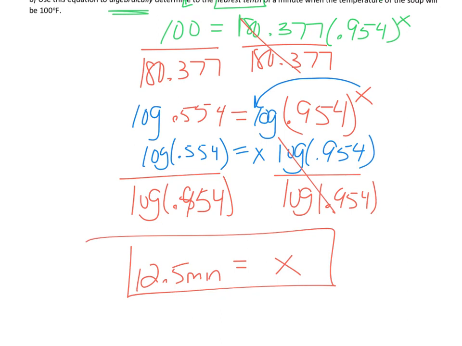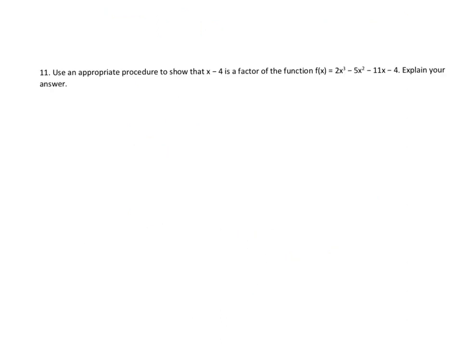They ask here, use an appropriate procedure to show that x minus 4 is a factor of this function. Explain your answer. You could do synthetic division here. There's nothing wrong with that. You're going to find a remainder of 0. You could also do long division with this and find a remainder of 0 and explain that it's a factor because there's a remainder of 0.